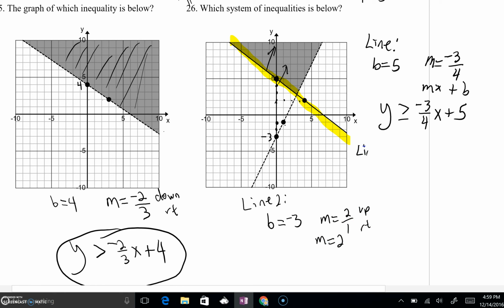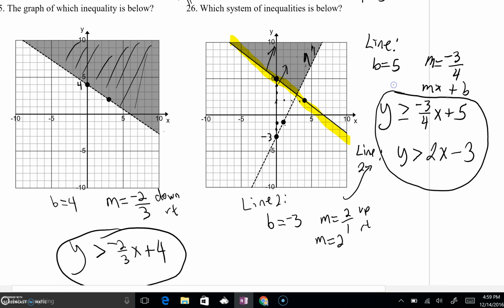So here's line 2. I'm going to continue over here. We're going to see that y is, if you look at your line, you can see your shading above it. So we're going to have a greater than. This time, don't put a bar, though. It's a dotted line. We need mx plus b. You could say plus negative 3 if you'd like. But the system that is graphed for both of these lines is what we see here.